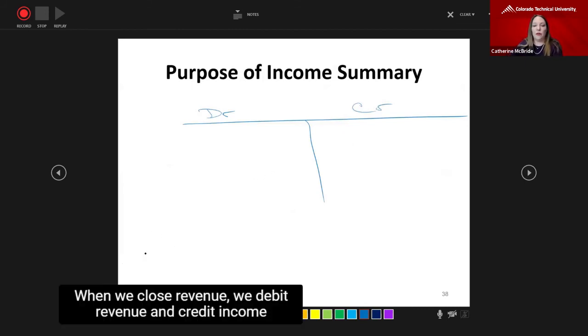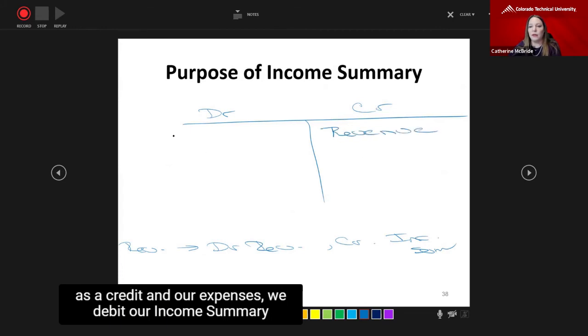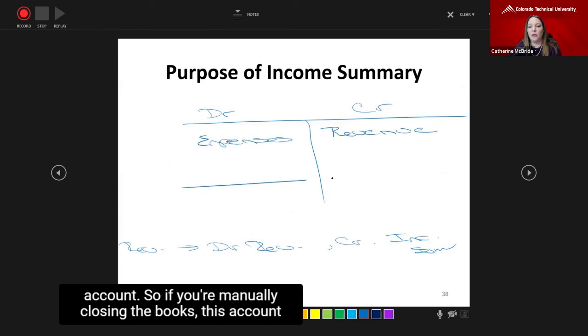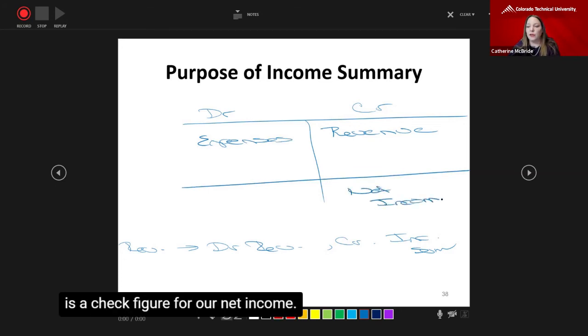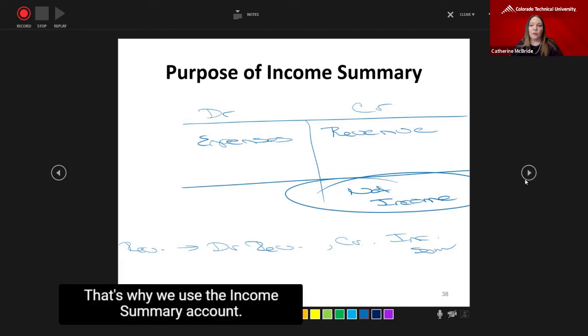When we close revenue, we debit revenue and credit income summary. So our revenue goes into our income summary account as a credit, and our expenses, we debit our income summary account. So if you're manually closing the books, this account is a check figure for our net income. That's why we use the income summary account.